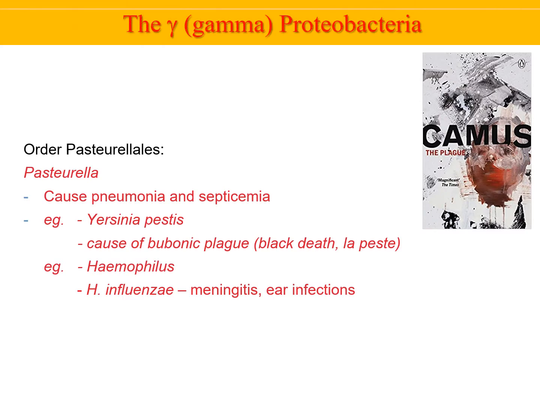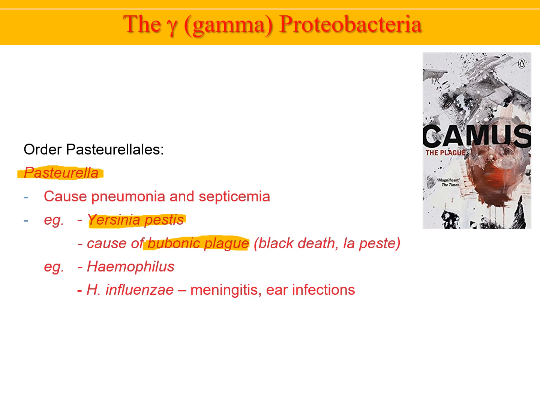Okay. Now another important genus is Pasteurella. There are members that can cause pneumonia and septicemia. Well, these are not examples of Pasteurella. These are other members within that grouping, but Yersinia pestis is the organism that causes bubonic plague.